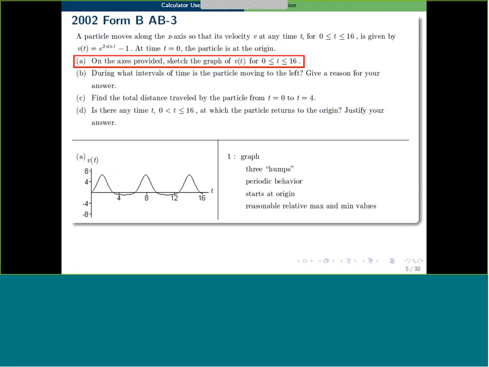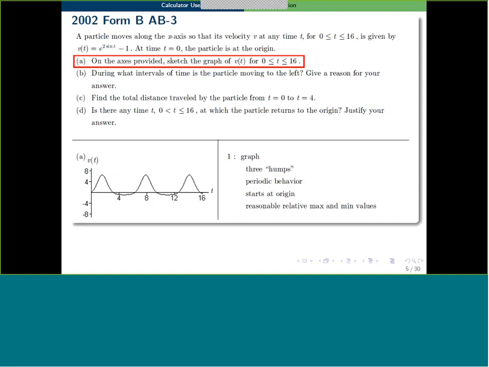In the exam booklet, we gave the students some axes, a t and a v of t, and we asked them to sketch the graph for t between 0 and 16. What you're seeing at the bottom of the screen is the actual scoring standard. There's a graph on the left-hand side, and this was worth only 1 point.